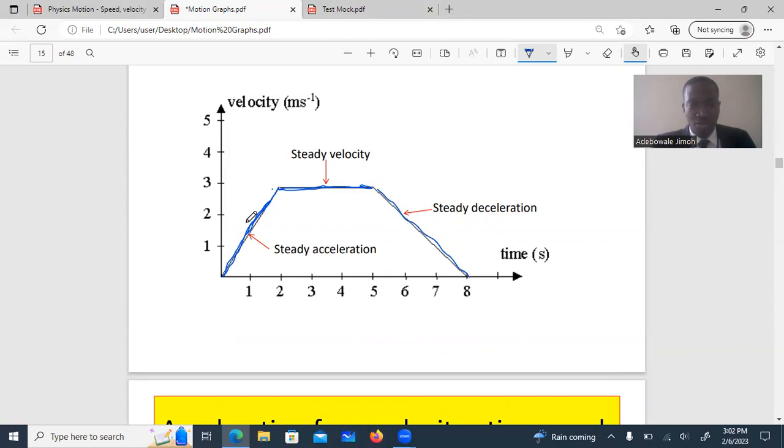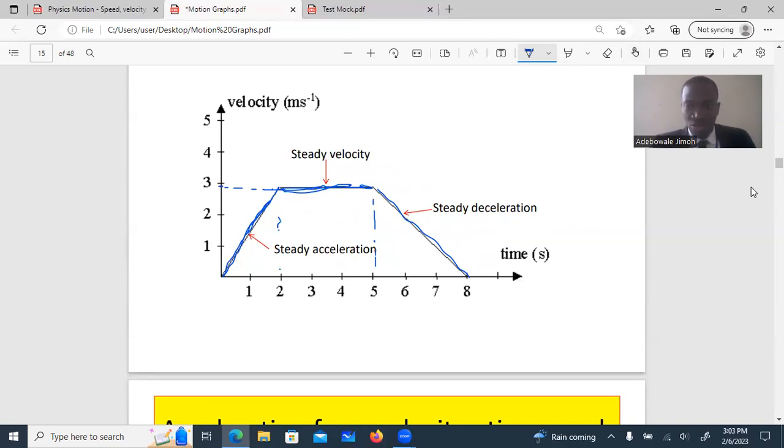Okay, so the left side shows acceleration. This flat end shows constant velocity. If you trace the velocity backwards, you get to 3 meters per second. So from 2 seconds down to 5 seconds here, the velocity is constant. That shows that the body is not accelerating. So when velocity is constant, we say acceleration is 0 meters per second squared.